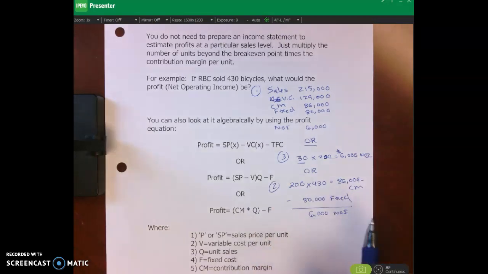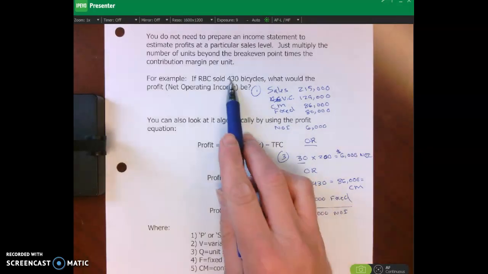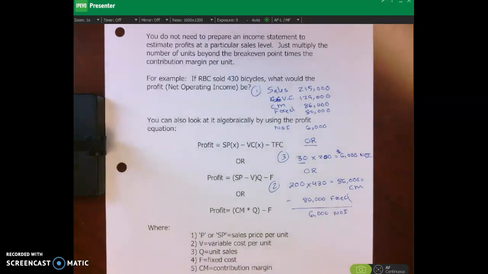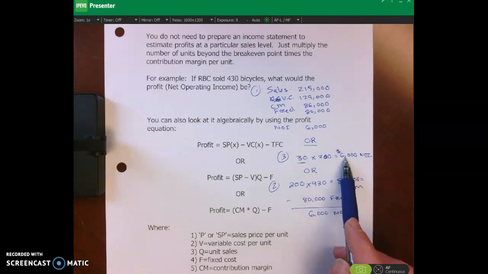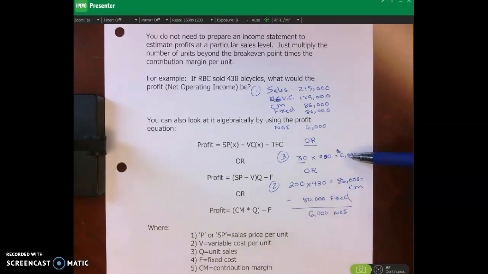So basically the way I can do this, and this is important, is that if I am beyond the break even point, my net operating income will increase by the amount of contribution margin. Am I beyond the break even point? Yes. How many bikes beyond the break even point am I? 30 times my contribution margin per unit gives me $6,000, which is my increase in contribution margin from break even.